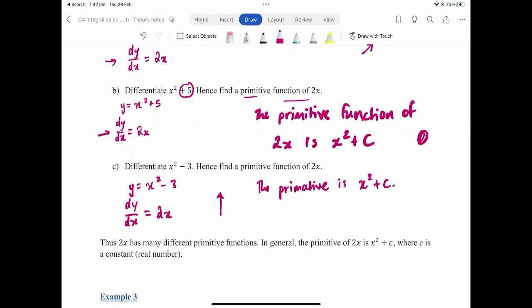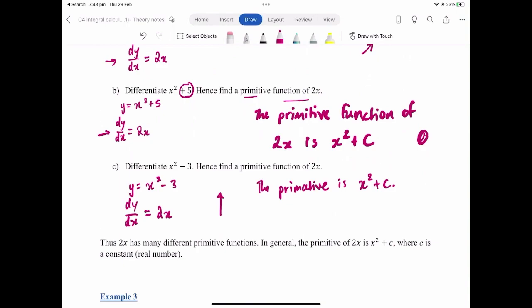Now, some of you might be thinking, well, why is it plus c? Why is it not minus c? Well, if it's minus c, then that just means our constant could potentially be negative as well, so you'd end up with minus c, and it just cancels out anyway. So having plus c is just a consistent way to do it.